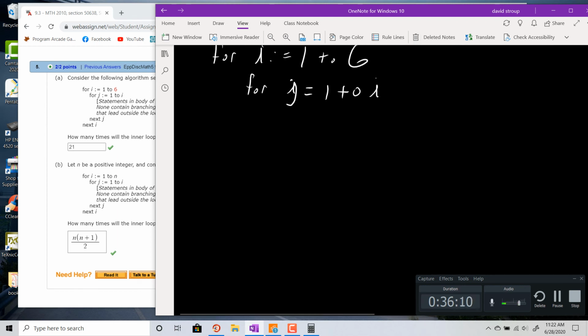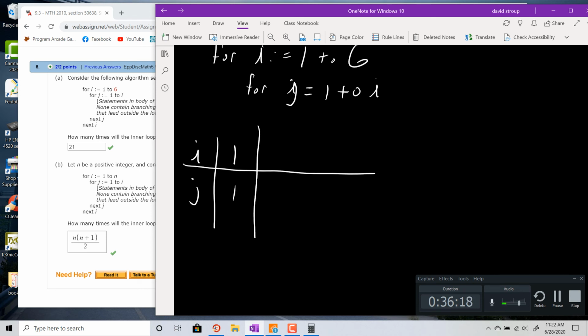So for the first loop when i is 1, j is going from 1 to 1. Okay, and then the second loop, i goes to 2, so j will have to go from 1 to 2. Okay, and then for i equals 3, j will have to go 1, 2, 3.